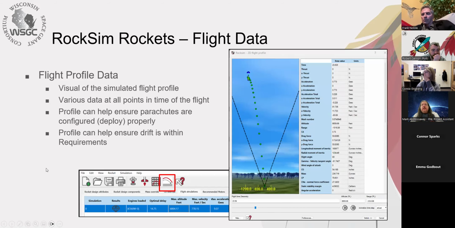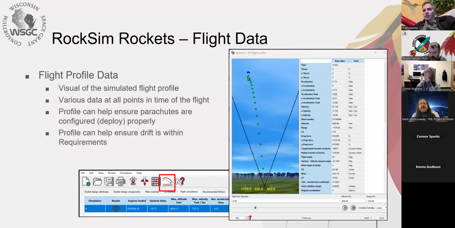Other ways to get data, there's a 2D flight profile. Again, this is on the full version. You may not get this if you have the trial versions. So make sure you download and purchase the full license version so you can use the full capabilities of RockSim. So it just shows you a visual of your flight profile, right? You get various data at all points in time. So it's like, hey, I want to know what my velocity is. I want to know what's going on at 3 seconds into my flight. I want to know what's my max acceleration or my max velocity. At what point in the flight is that, right? This is a nice visual here to get that information.